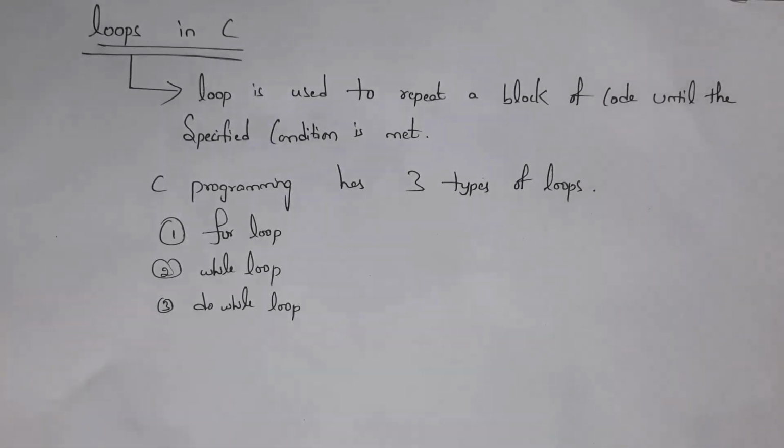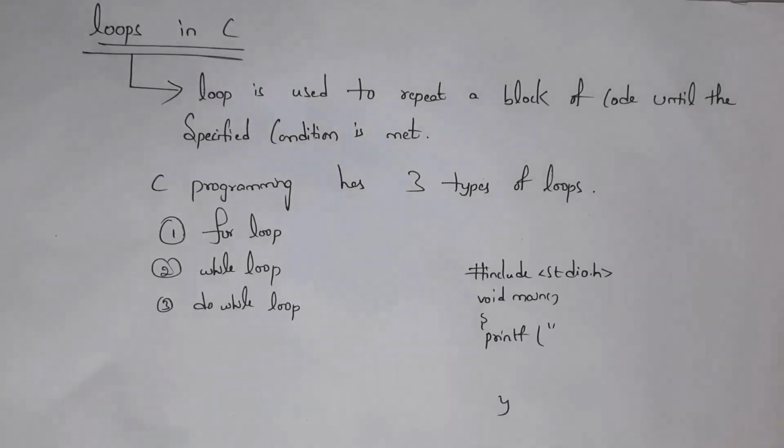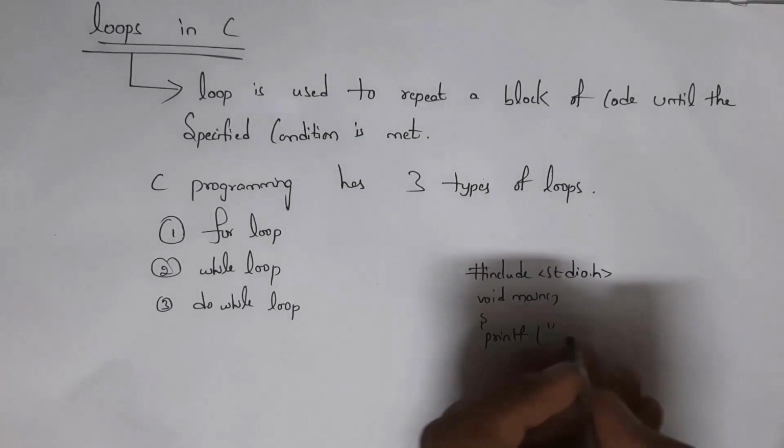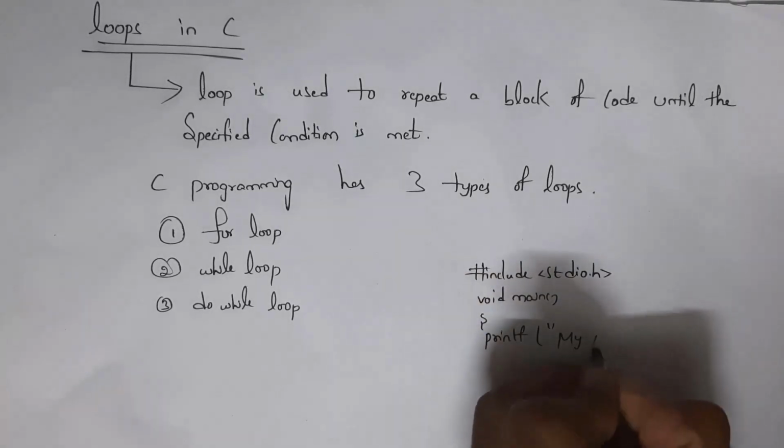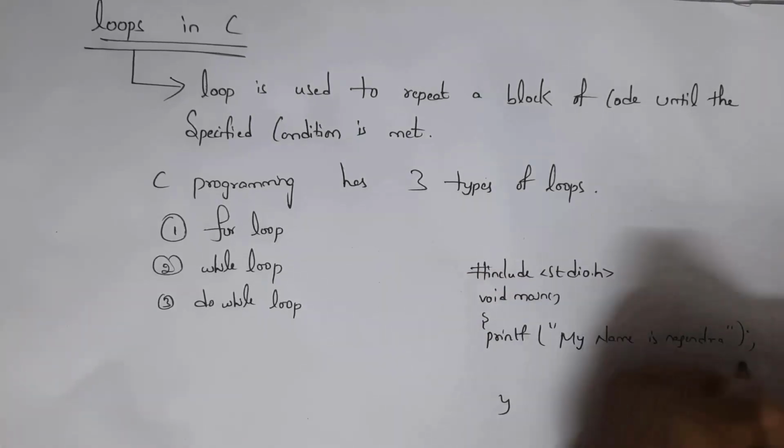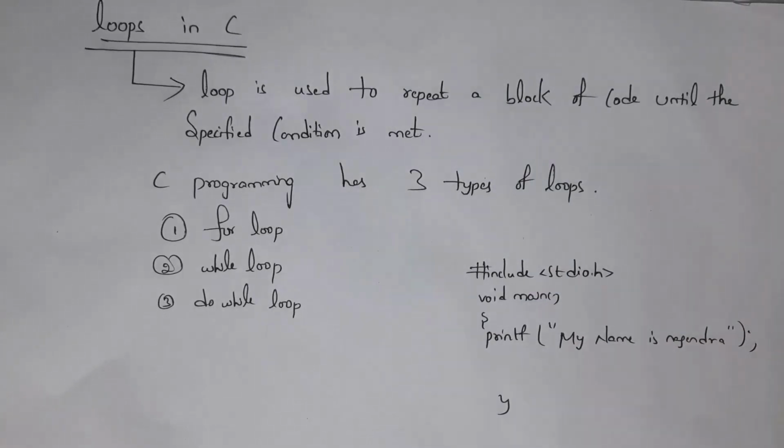What is loop? Anything that is repeating multiple number of times is known as loop. For example, I want to print one statement, that is my name is Nagendra. So I written here printf, in double quotations I written my name is Nagendra. Close double quotations, close bracket and semicolon. Whenever I execute this program, then I will get output as my name is Nagendra.